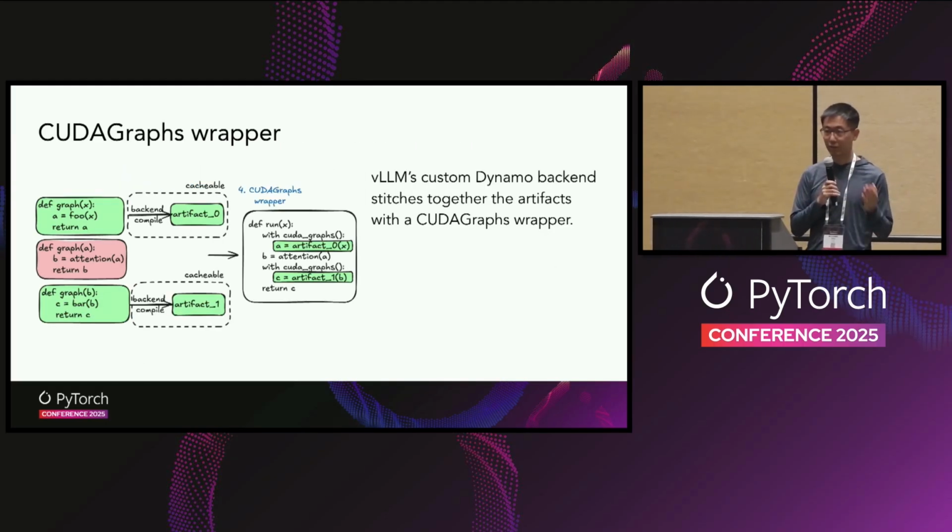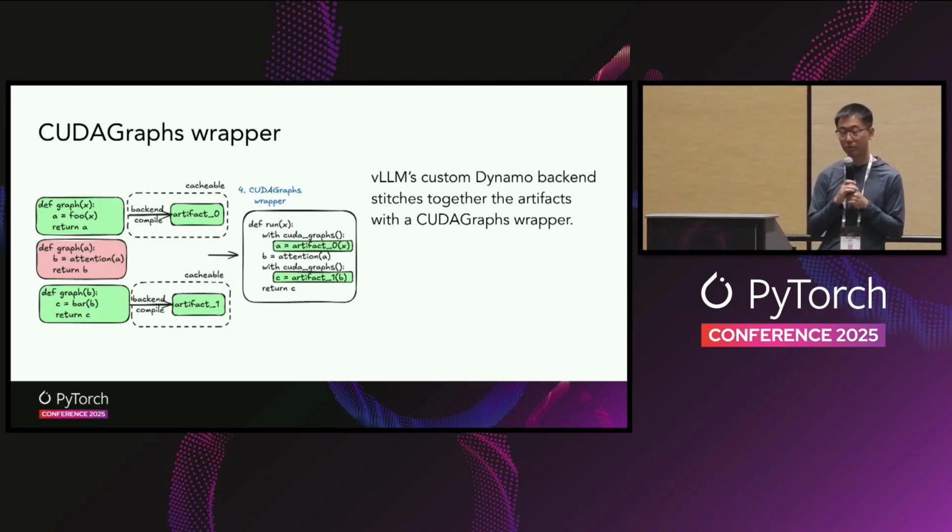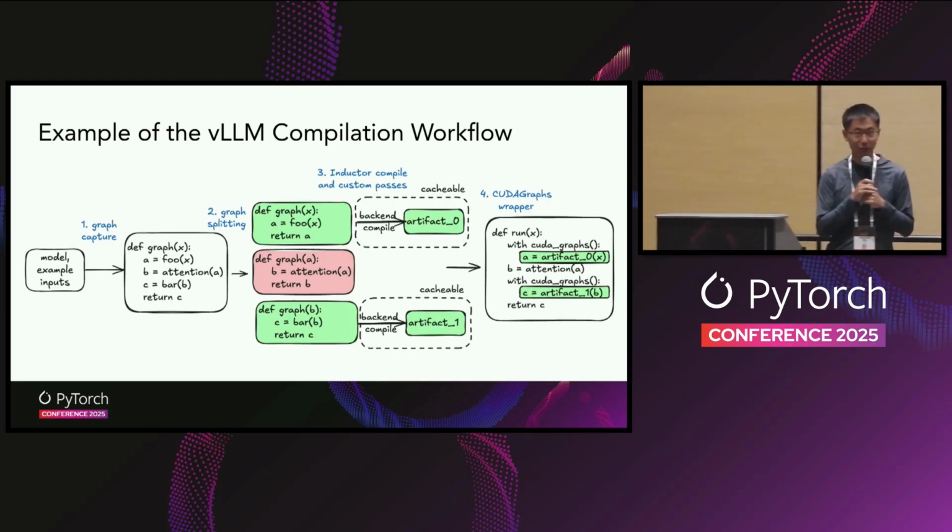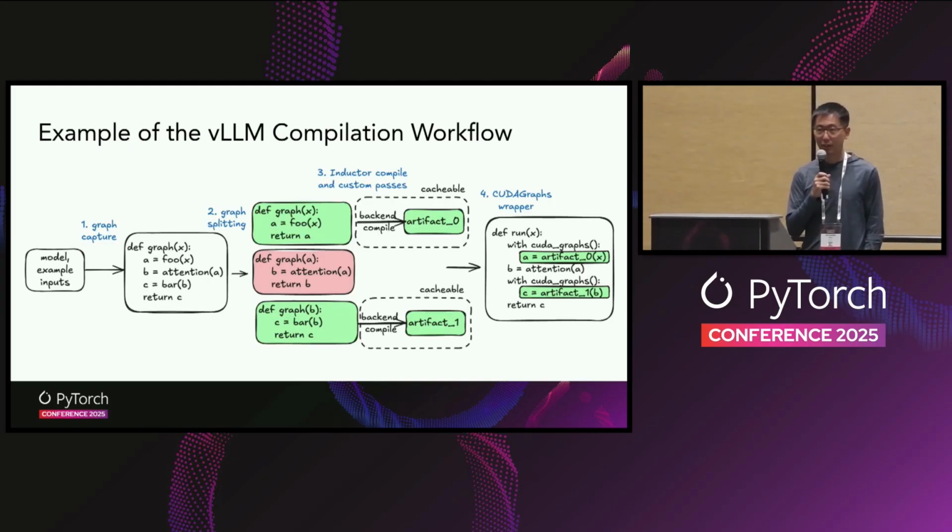Finally, at the end, we've got some compiled artifacts. vLLM's custom Dynamo backend just stitches these together and applies the CUDA wrappers. So that's the whirlwind tour of vLLM compilation. I want to go through 3 more examples of how the vLLM custom compiler really controls the compilation.